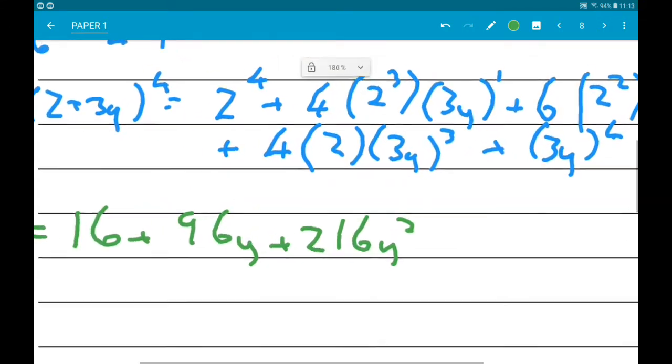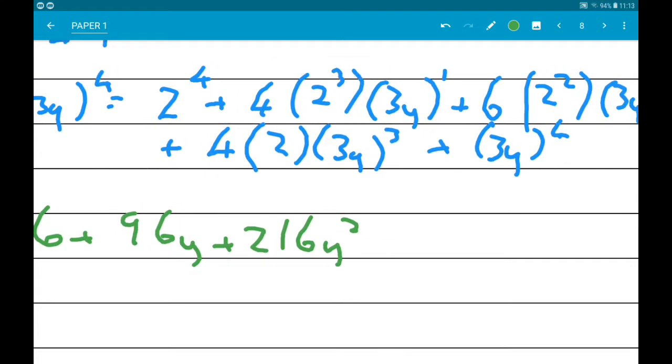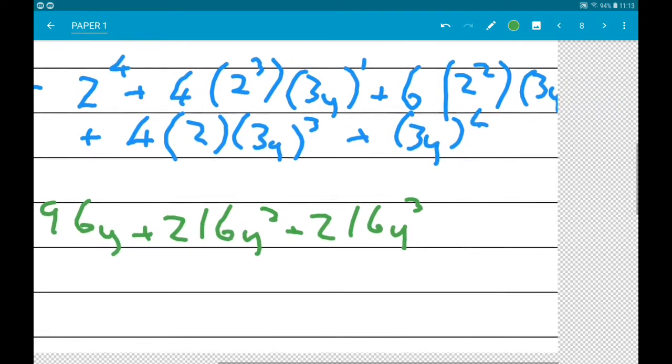Next term, we have 4 times 2 times 3y cubed, so that's 8 times 27y cubed, which is going to give us 216y cubed. And then the final term is 81y to the power 4.